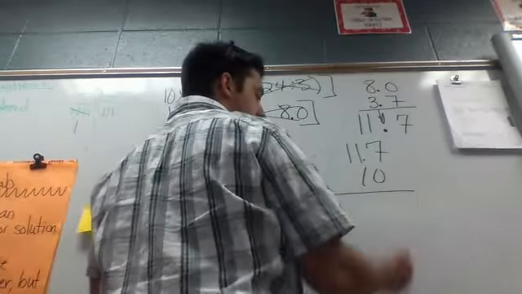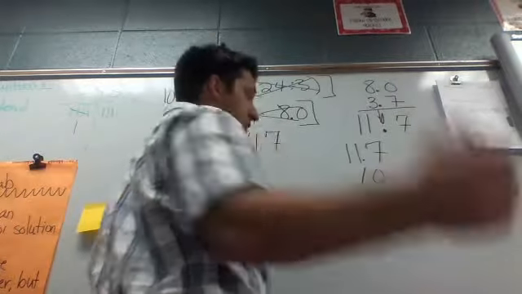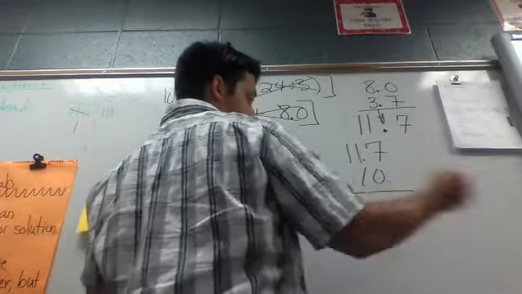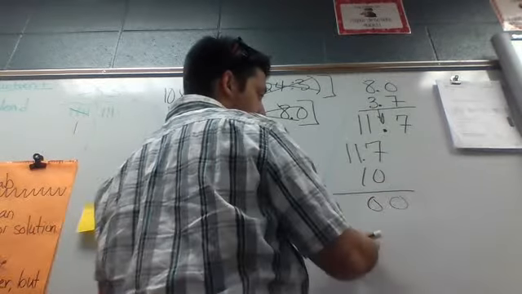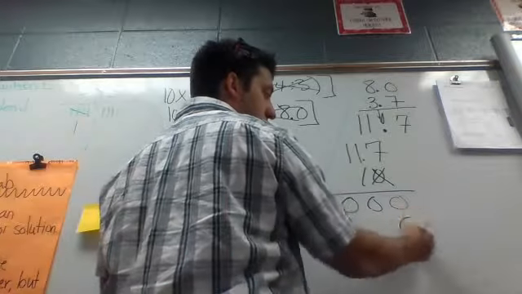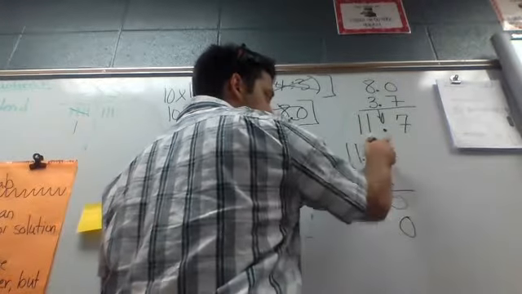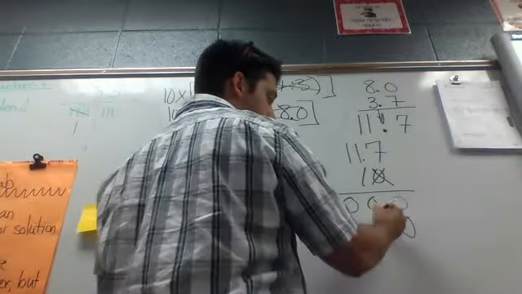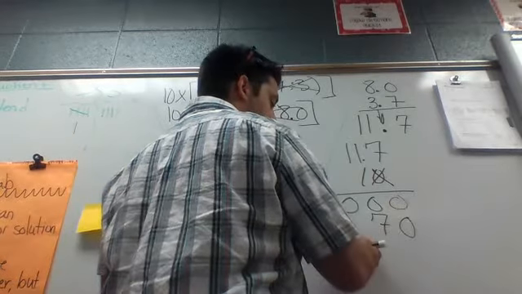So, 7 times 0 is what? 0. 1 times 0? 0. Okay. Now I'm going to put an X here for the place value. Put a 0 here to account for that place value. 7 times 1 is what? 7. 1 times 1? 1.